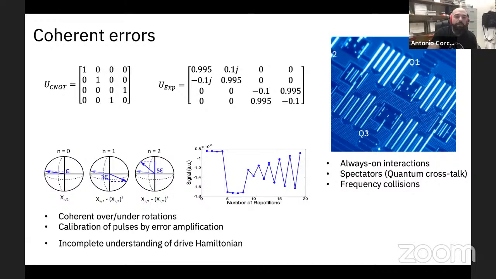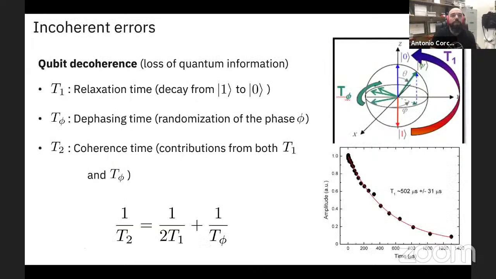correcting that error. But there are some other errors that are called incoherent, where there is loss of quantum information. One of them is what is called the qubit lifetime, which is a relaxation time whereby the qubit relaxes into the environment at some rate gamma 1, which is 1 over the time constant T1.